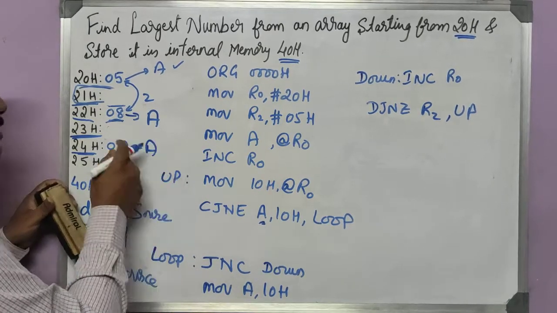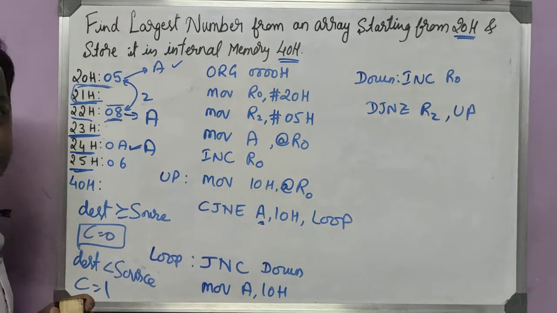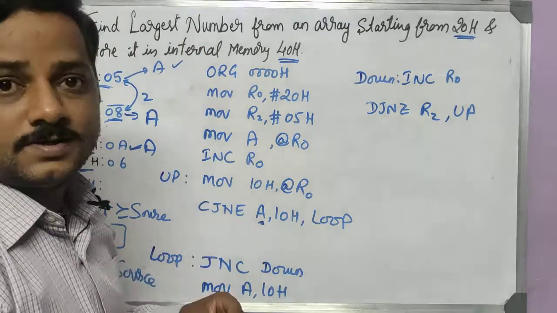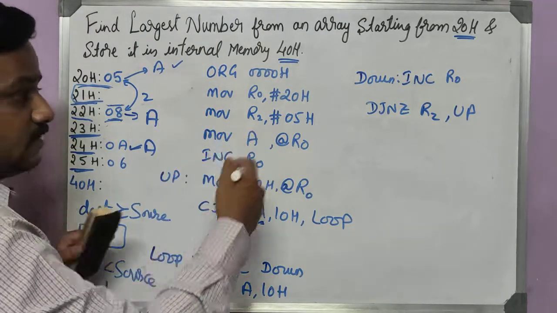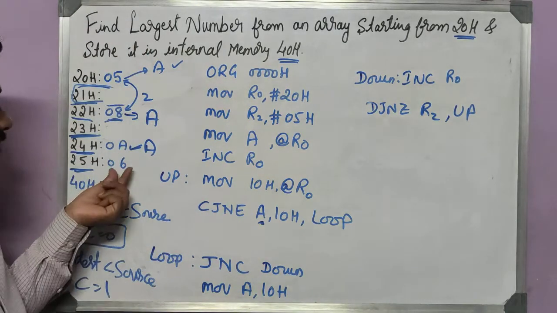So what happens? The accumulator will get 0A in it, and then increment R0. So this is increment R0, and decrement R2. It's going to become 4, so it will be decremented. So this is how it's going to repeat. Now let me take, this is also the smallest number.